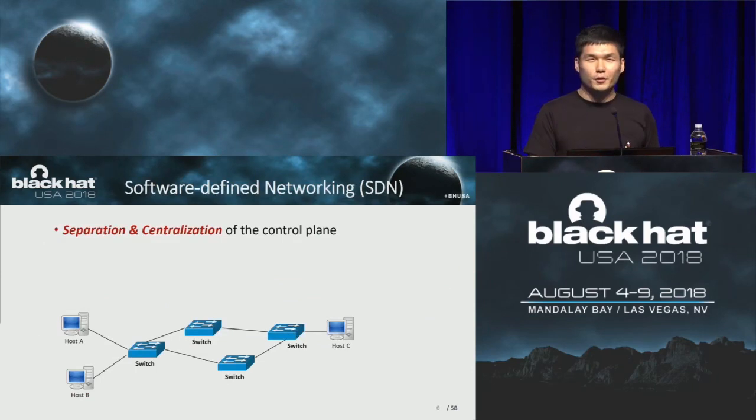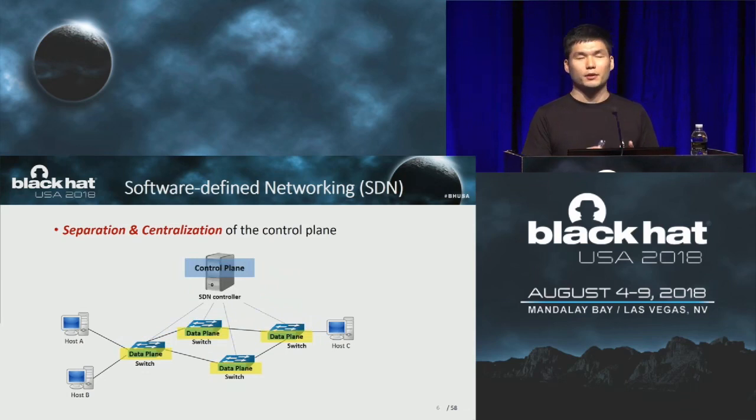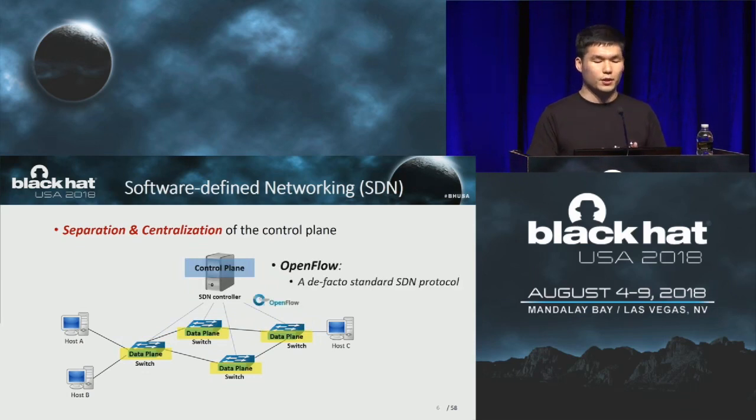To overcome those problems that I mentioned in the previous slide, software-defined networking was proposed, and the key idea of SDN is separation and centralization of the control plane. As you can see here, the network devices that we are familiar with today can be broken down into two different planes. The first one is the control plane, which is the software component that makes routing decisions and conducts other network functions. The other is the data plane, which is a simple packet forwarding device. It just forwards or drops packets based on the control plane's decisions. But in SDN, they separate the control plane from the devices and centralize it into the SDN controller. The SDN controller is connected to all the data planes and communicates with them using an SDN protocol known as OpenFlow.